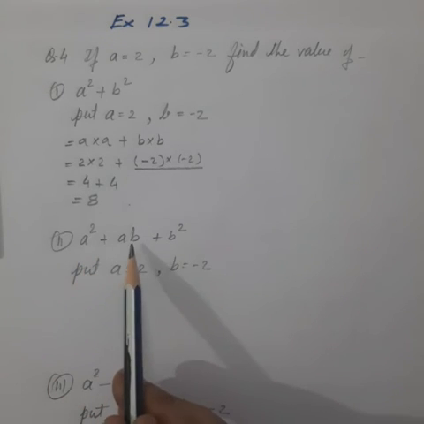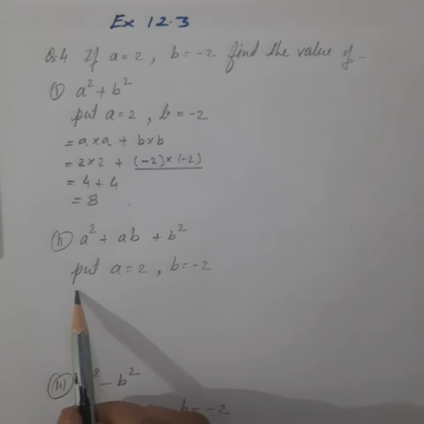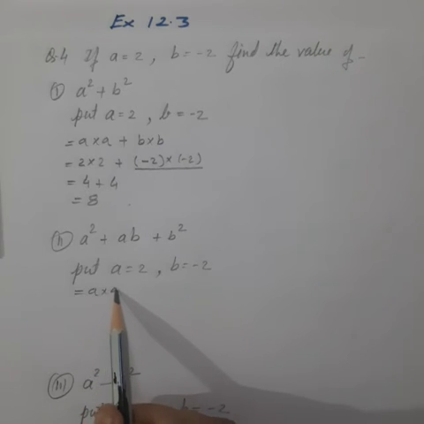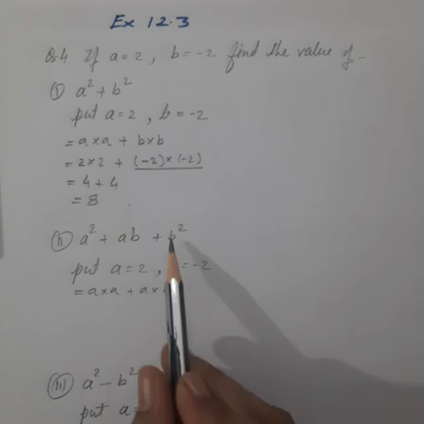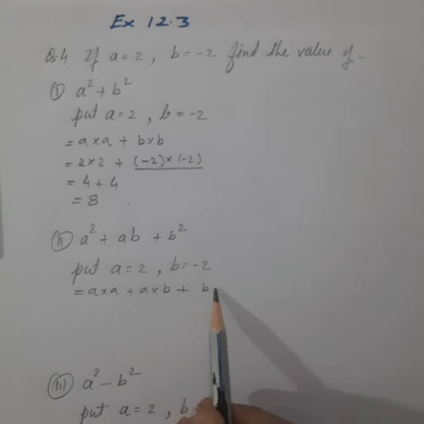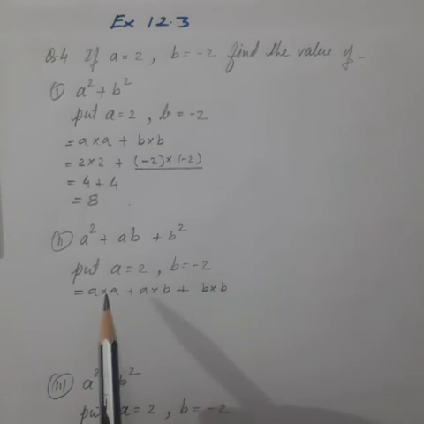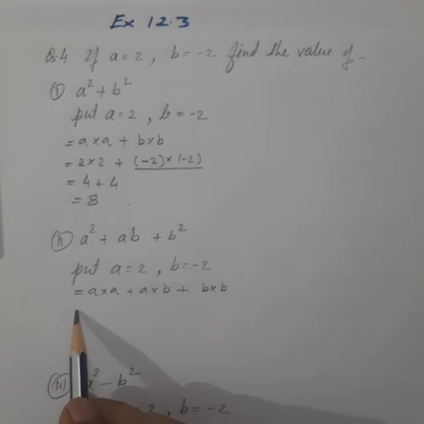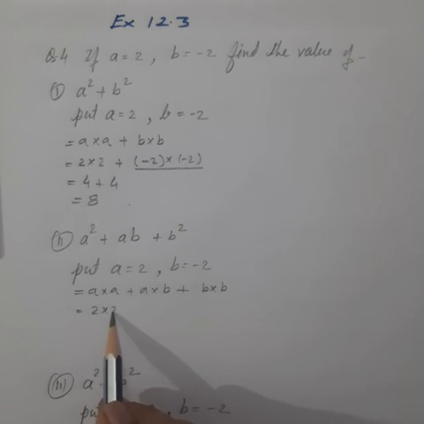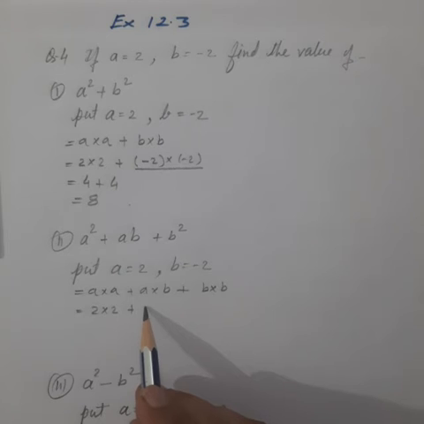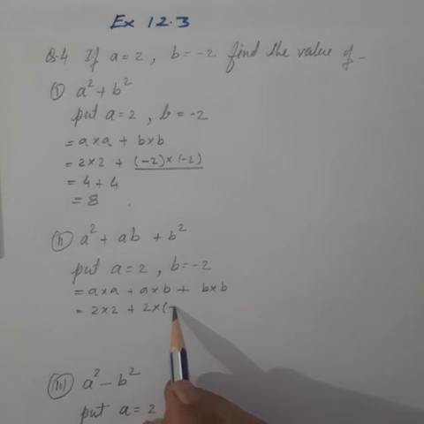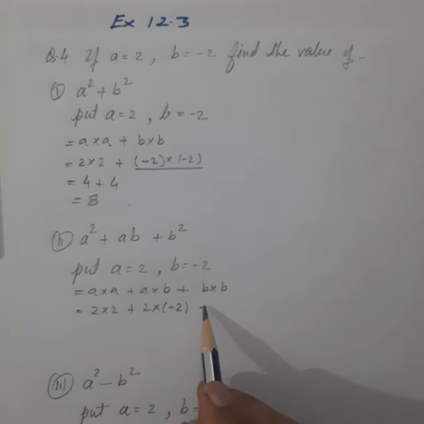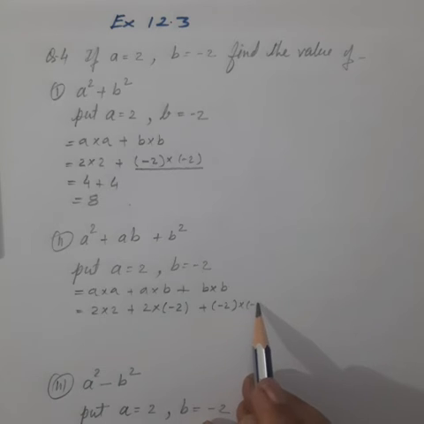Second, a square plus ab plus b square. A square means a into a plus ab means a into b plus b square means b into b. Now put a equal to 2. 2 into 2 plus. Here a is 2 into b is negative number. So keep it in bracket. Plus again b is negative, minus 2 into minus 2.